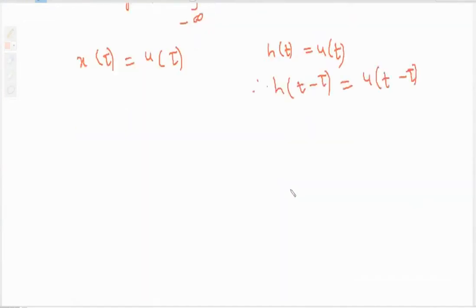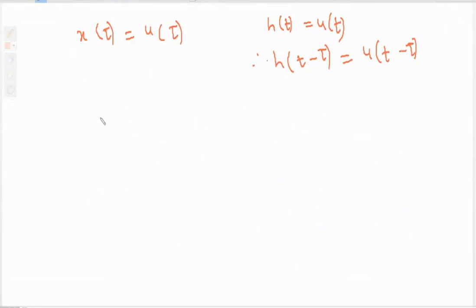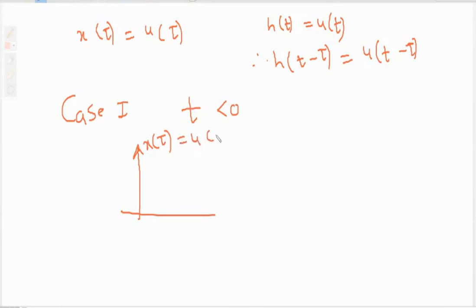Okay. Now, case number 1. Case 1 is t less than 0. Case 2 will be t equal to 0, and case 3 will be t greater than 0. That's it. So case number 1 is t less than 0. First sketch x of tau. x of tau is u of tau, a standard signal, the unit step signal, 1 up to infinity. The x axis is tau. So this is the graph of x of tau.